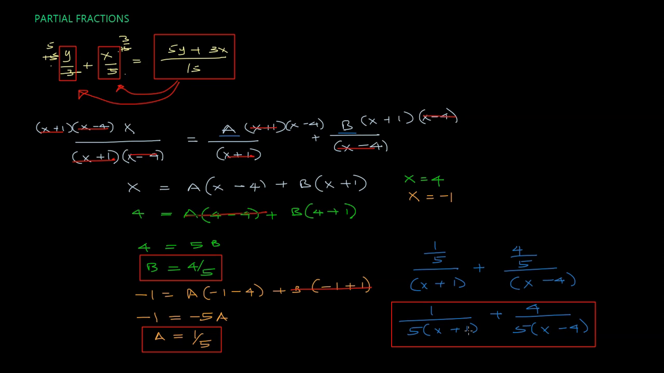So if you work it out backwards and come back, you get x over (x plus 1)(x minus 4). And that's the end of my tutorial.